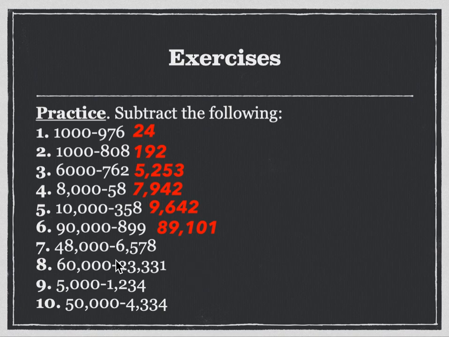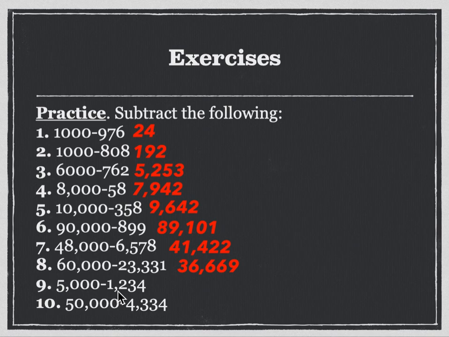Here for number 7, 48,000 minus 6,578. So what we have is this becomes 47 minus 6. This becomes 41, and then apply the sutra. 41, 4, 2, 2. Here, apply the minus 1 first. This becomes 5, and then minus 2. This becomes 3, and then apply the sutra. 3, 6, 6, 6, 9.